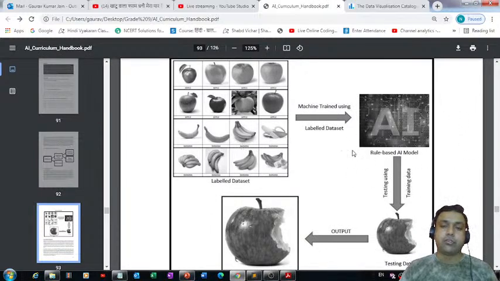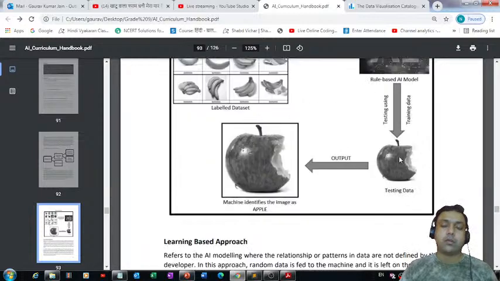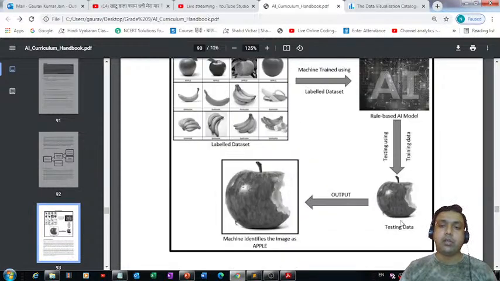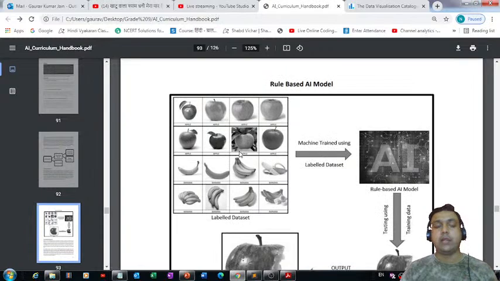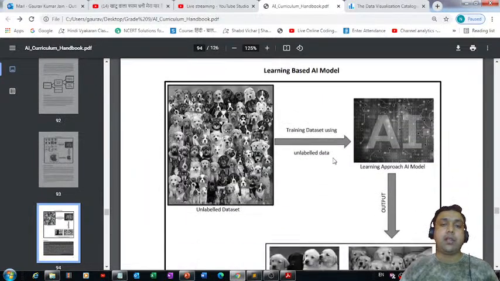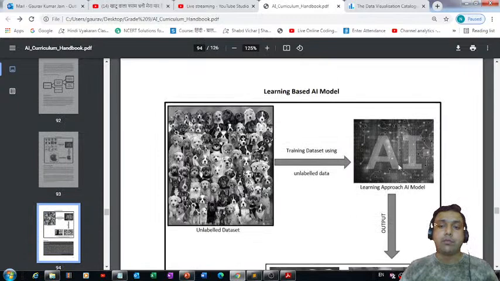After training this machine, you are testing it. So you keep an apple in front of this machine, and if it identifies it correctly, if it classifies it correctly, it means that the machine is properly trained. Otherwise it is not properly trained, or else there is some issue in the data you have fed to the machine. So this is what happens in rule based AI. And in learning based AI, what happens? We don't have any rules. See, the only thing we have is the unlabeled data.